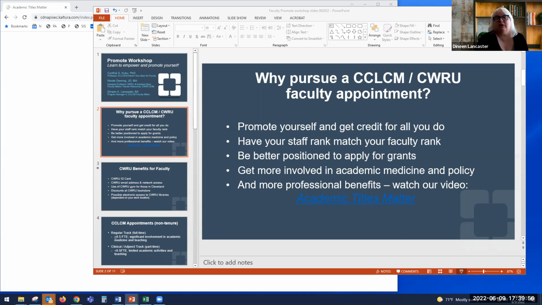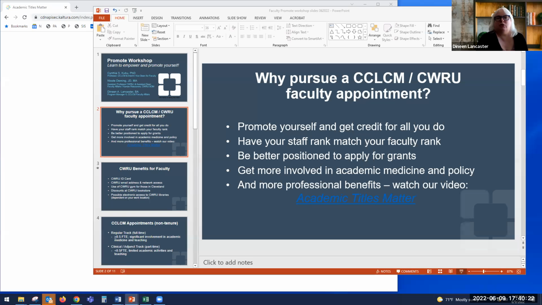So some of the benefits after you get your faculty appointment are you can get a case ID card, you get a EDU case email address and network access. If you're here in Cleveland, you can use their gym. You get discounts at their bookstore. If you work in Cleveland or the local area here, you can get electronic access to the case library.